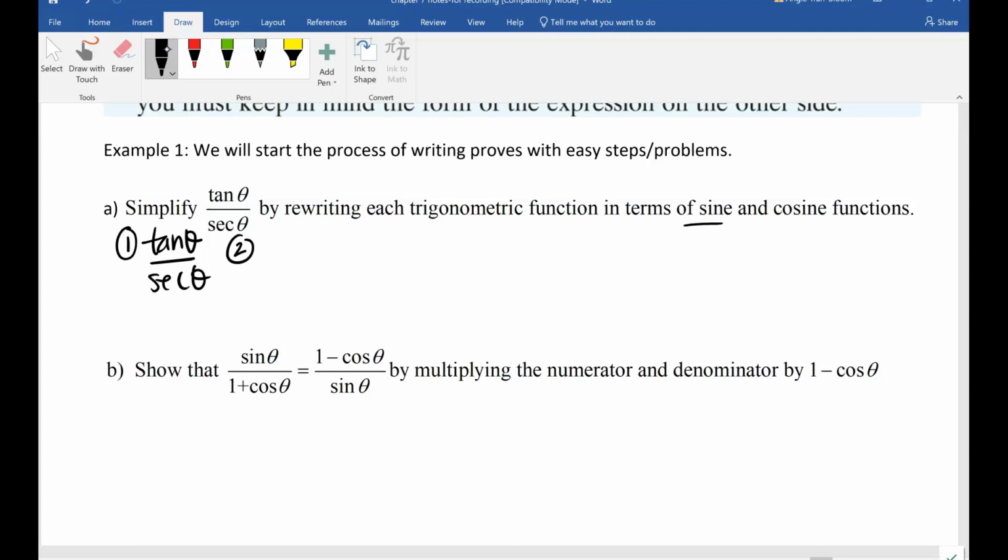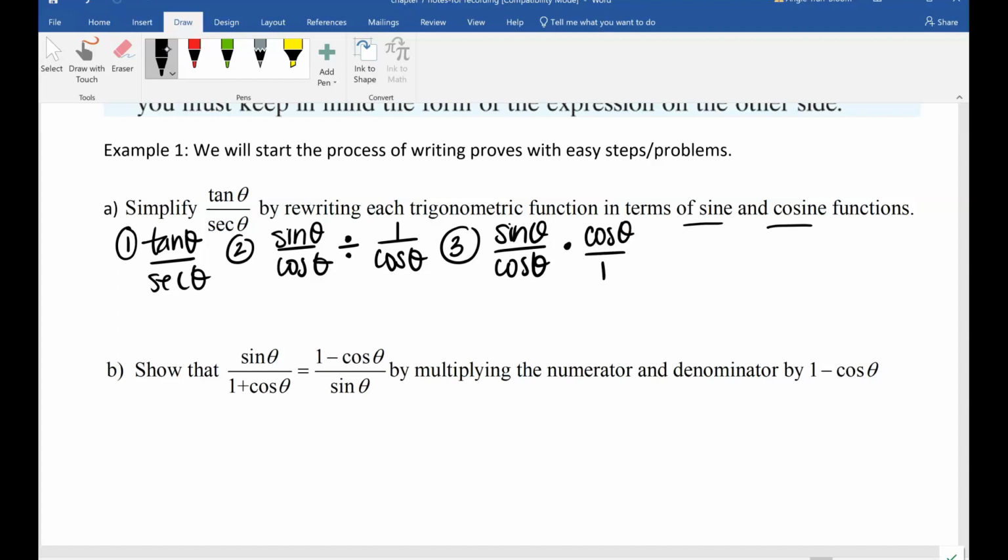Now it says make sure you convert into sine and cosine. So tangent is going to be sine divided by cosine, okay? Then I'm going to write divided by secant. Secant is the reciprocal of cosine, so there it is. When you're dividing by fractions, you change and flip, right? Change it to multiplication, flip it to cosine over 1. Then from here, we can definitely reduce. That allows us to simplify to sine of theta, and we're done.